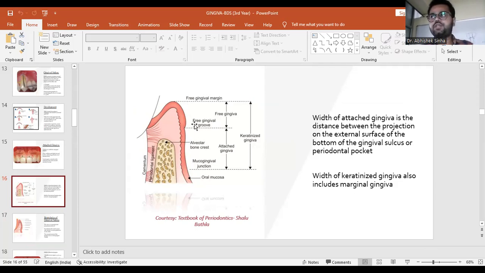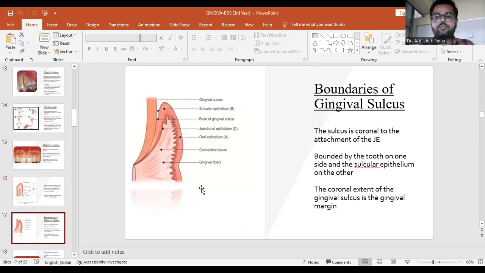That is your keratinized gingiva width that you have to measure using periodontal probes. In your clinical sites, you will be taught everything. So, boundaries of the gingival sulcus. Now, what are the boundaries?